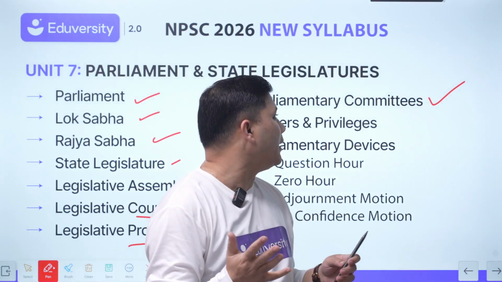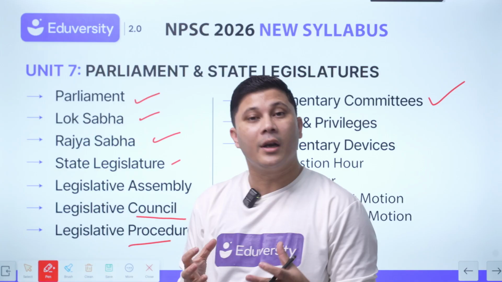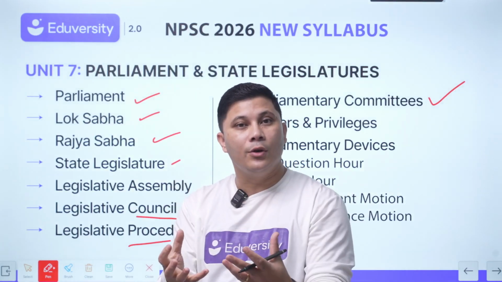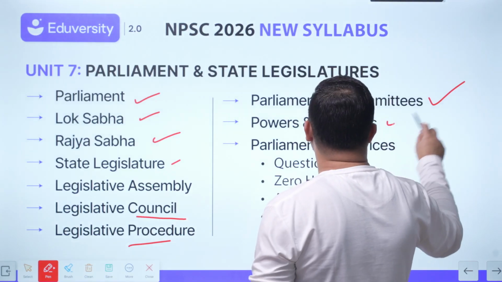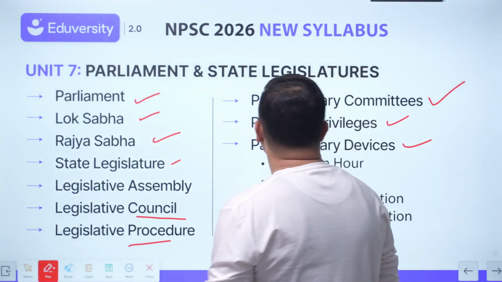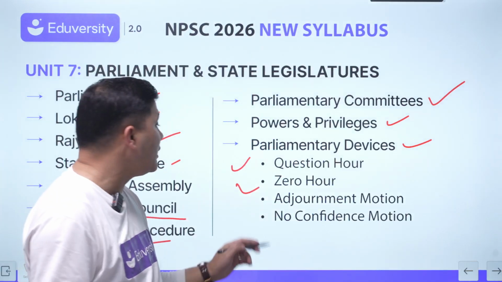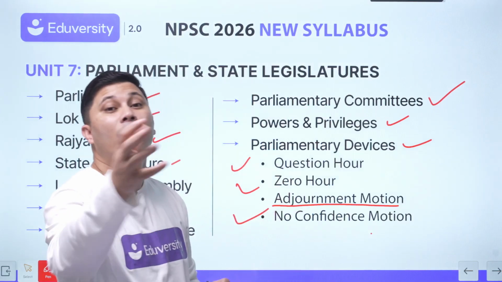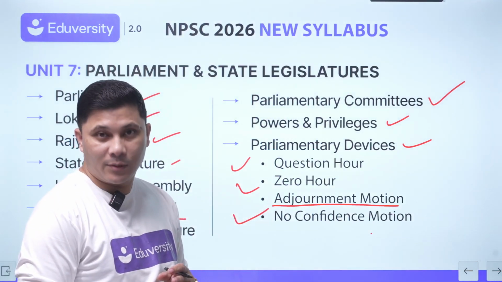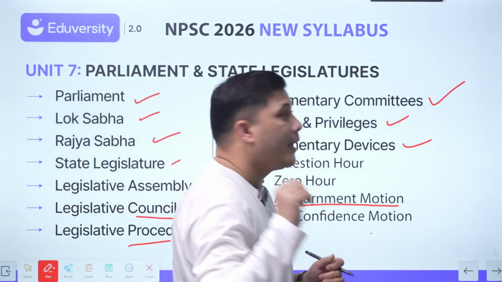And parliamentary committees are now playing a very, very crucial role in scrutinizing all the bills and all the legal notifications, along with powers and privileges, and parliamentary devices: Question Hour, Zero Hour, adjournment motion, which is very, very important, and no confidence motion. Which house can initiate the no confidence motion? All of these topics you will have to learn in depth.